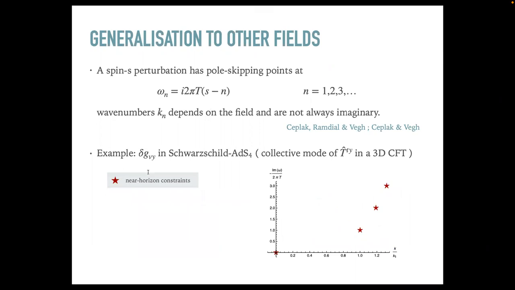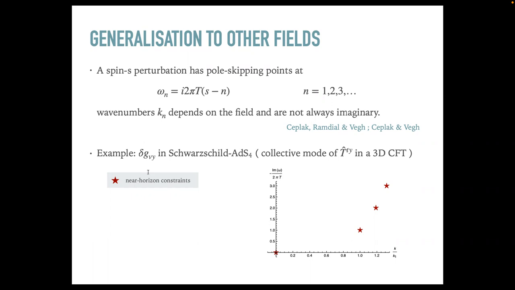So that was a scalar field, and I just talked about a scalar field because it's the simplest kind of example, but we can do the same for any kind of perturbation in the Schwarzschild AdS spacetime. So we can define a quasi-normal mode in an analogous way. There'll be some ingoing solution which has some normalizable boundary condition at the boundary. And we can do the exact same near horizon analysis.